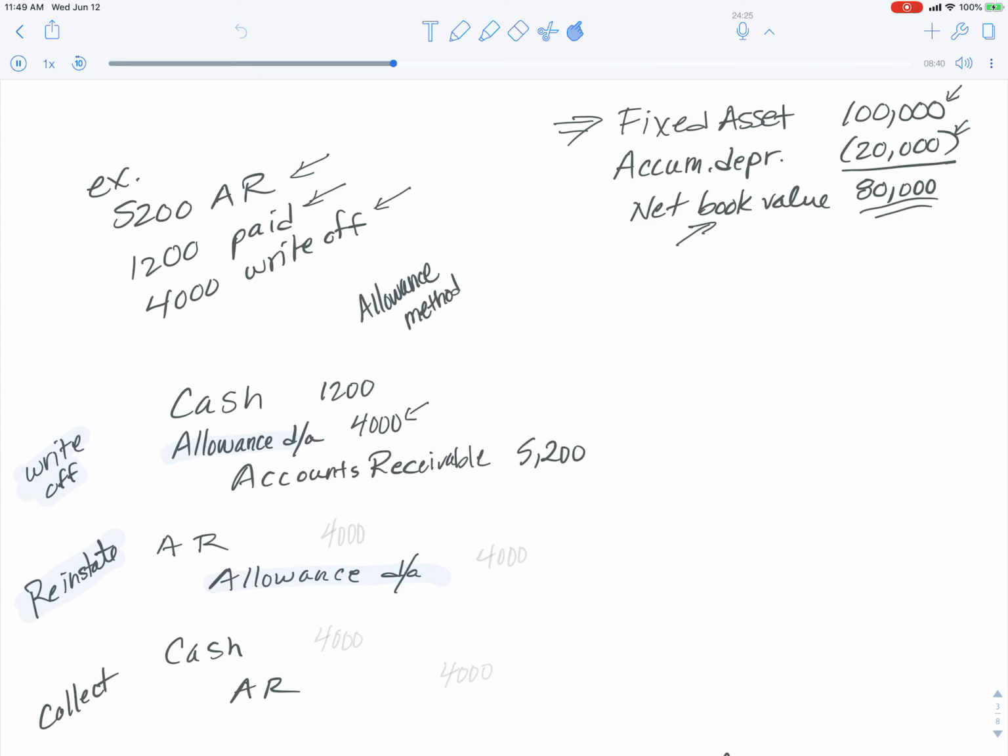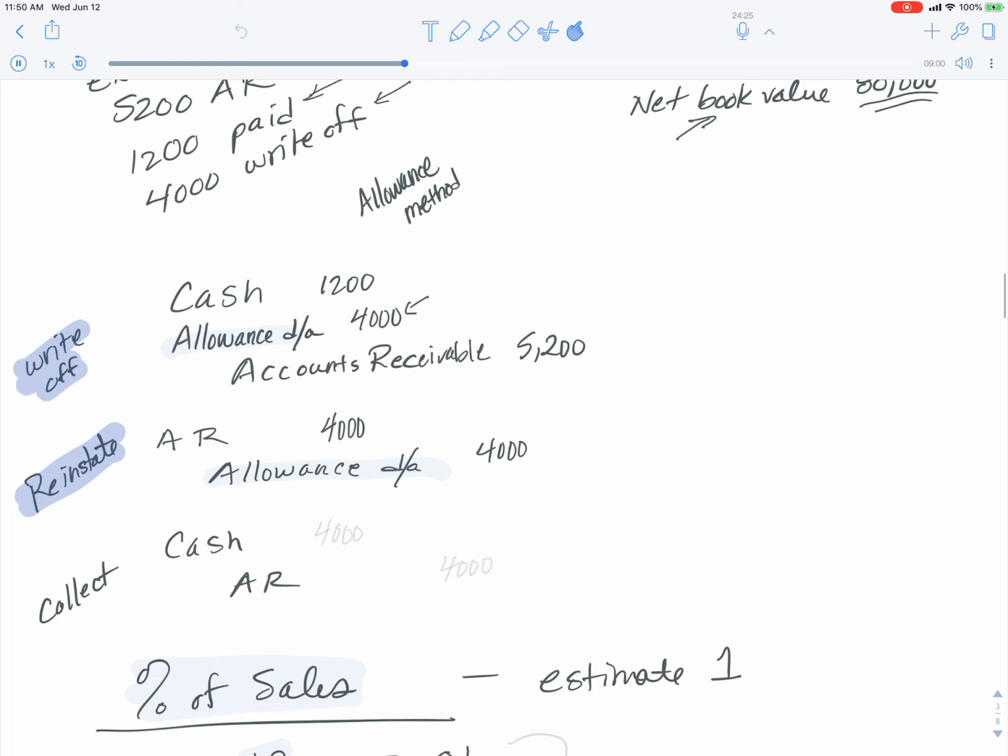So to reinstate, so these are similar entries to our bad debt write-off. To reinstate, we will just reverse our allowance in our accounts receivable for the amount we get later. So we would add back the $4,000 and put the allowance for doubtful accounts back in the bucket. And then when we get the cash, we will debit cash and credit accounts receivable. So the main difference in this one is that instead of using bad debt expense, we're using allowance for doubtful accounts.